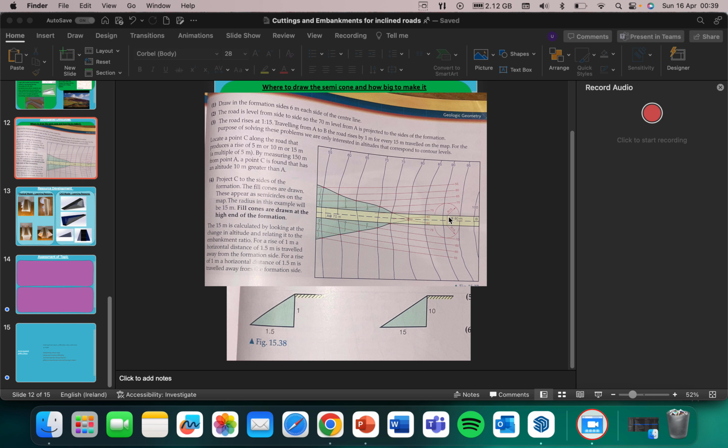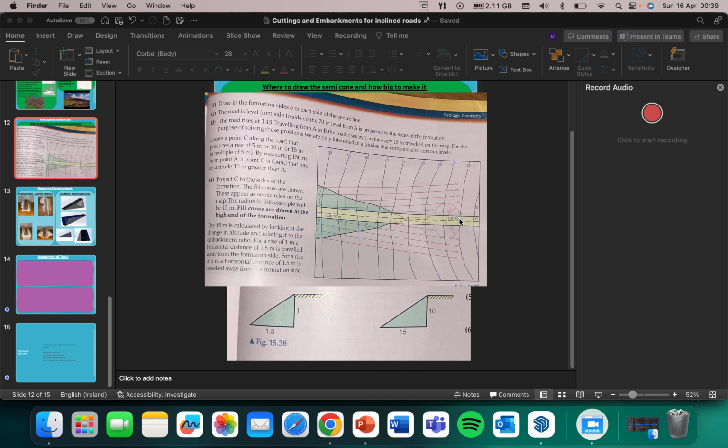So as we've come up 10, we multiply our 1 here in the ratio by 10, which is obviously going to give us our height here, and then we need to find this distance here, our radius, as how far to come out. So we just multiply the 1.5 by 10, and we get a radius of 15. So basically now we have this radius here. We're going to use our compass to draw our fill cone on both sides.